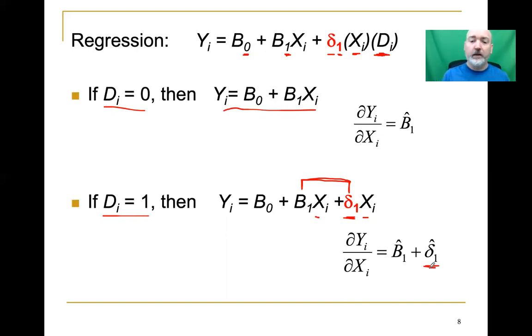I know, pretty cool, right? And we'll walk through some examples, but just keep in mind that you can interact a single dummy variable with multiple continuous variables, right? So a more realistic model might have B0 plus B1 X plus delta 1 X times DI plus B2 times Z plus delta 2 Z times DI, right? So that same dummy variable can augment multiple slope terms.